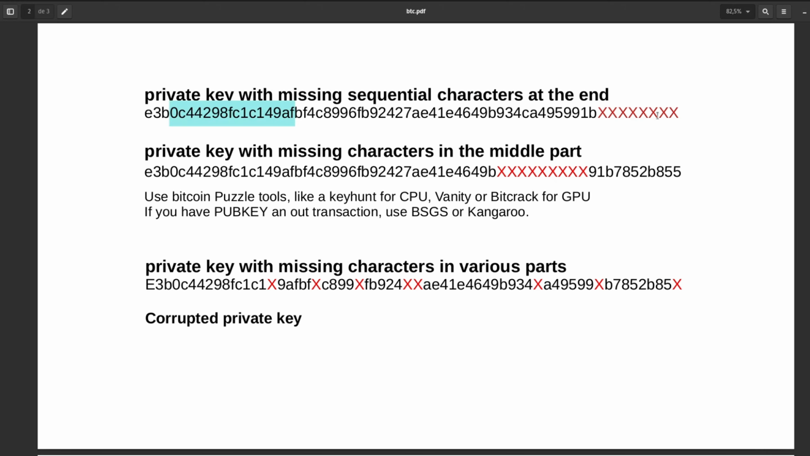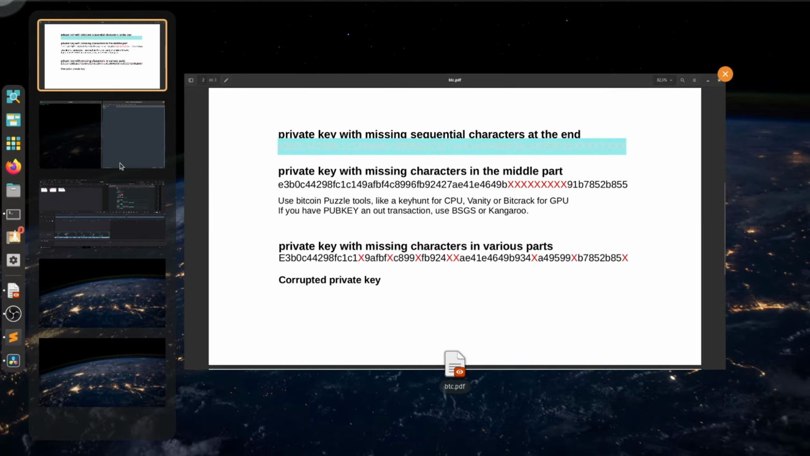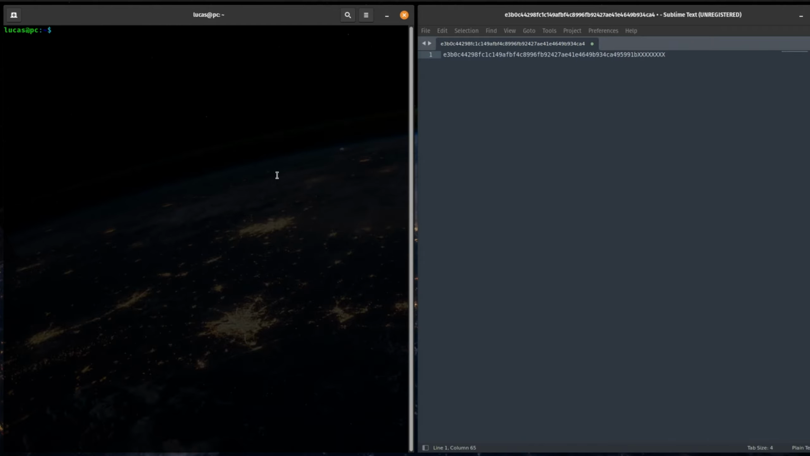The first example is where the missing or corrupted characters are grouped together at the end of the key. Let's start by copying the key that we suspect is corrupted. Then we'll open BitCrack.